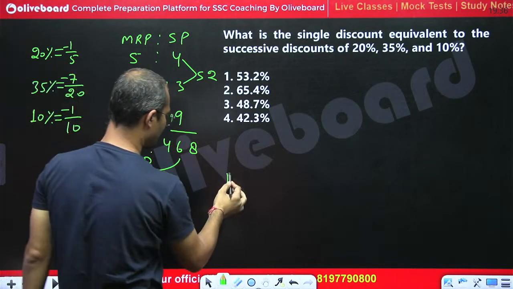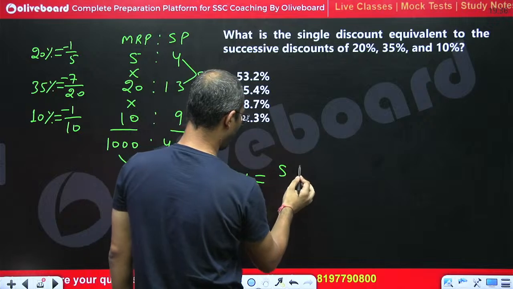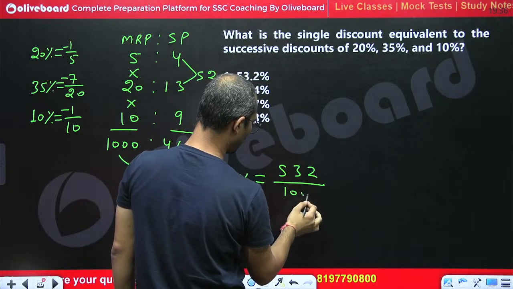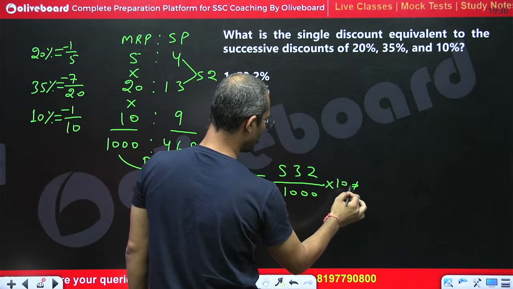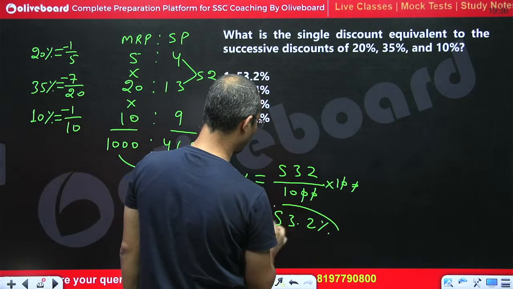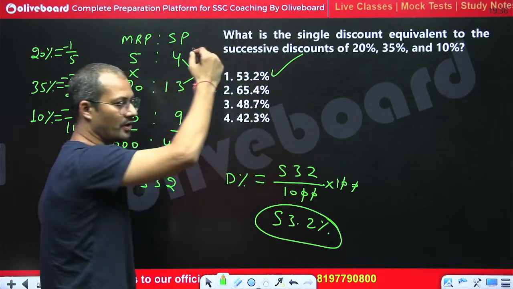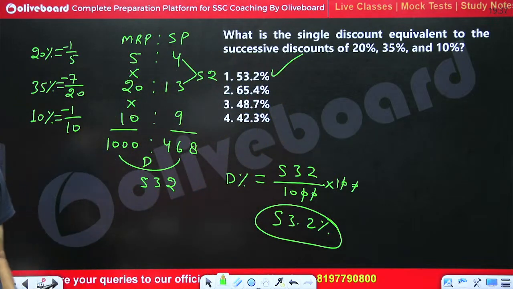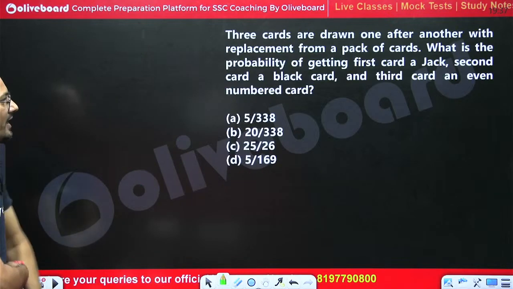So discount percent would be equal to 532 divided by 1000 into 100. So single discount percent would be equal to 53.2%. Yes, 53.2% would be the right answer. So A part is the right answer. Moving to the next question.